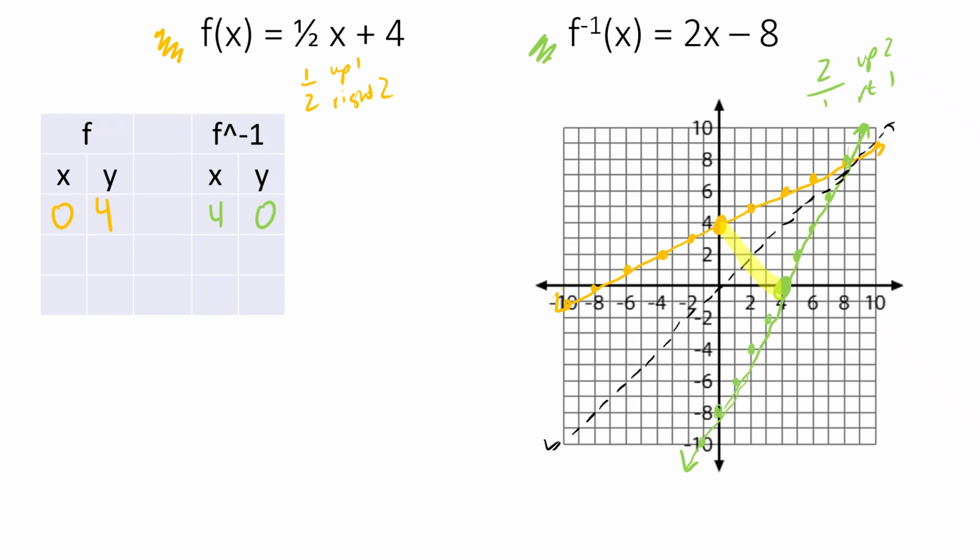Now I might pick another point. So maybe if x is equal to 2, I have 1/2 times 2 plus 4. Well, 1/2 of 2 is 1, plus 4 is 5. So when x is equal to 2, y is equal to 5, and we should be able to find that. There it is, right there, the point (2, 5). If I come over here to my other function and I plug in x is equal to 5, 2 times 5 is 10, and 10 minus 8 is 2. So when x is 5, y is 2.